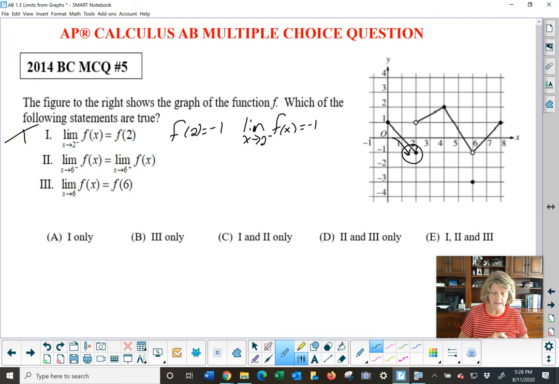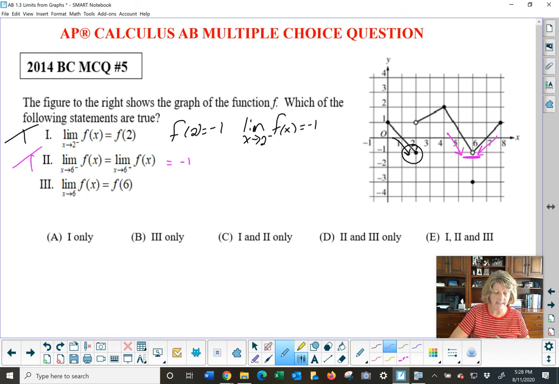Number 2, the limit as x approaches 6 from the left is equal to the limit as x approaches 6 from the right. Okay, so let's get over to 6. Mark your text or your diagram. We're approaching 6. Did these come into the same y value? Indeed they did. This is also true. Looks like it's coming in at a height of -1, if you wanted more information.